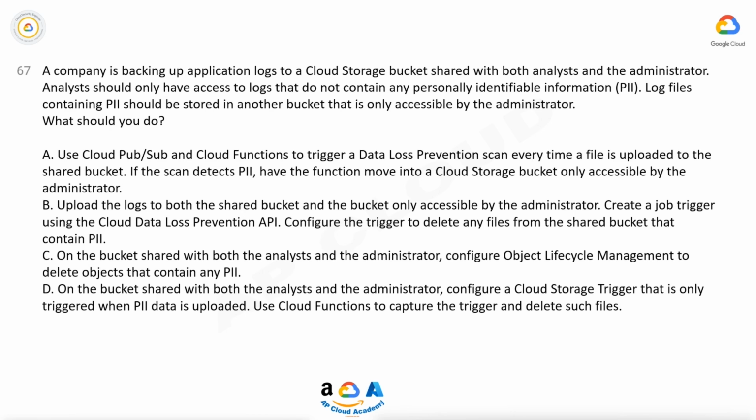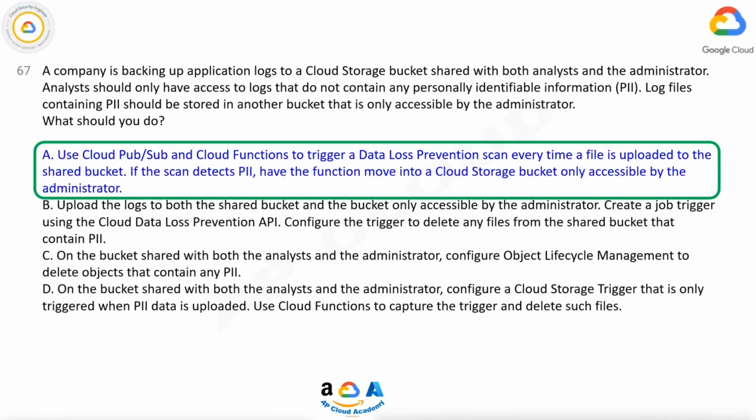C. On the bucket shared with both the analysts and the administrator, configure object lifecycle management to delete objects that contain any PII. D. On the bucket shared with both the analysts and the administrator, configure a cloud storage trigger that is only triggered when PII data is uploaded. Use Cloud Functions to capture the trigger and delete such files.